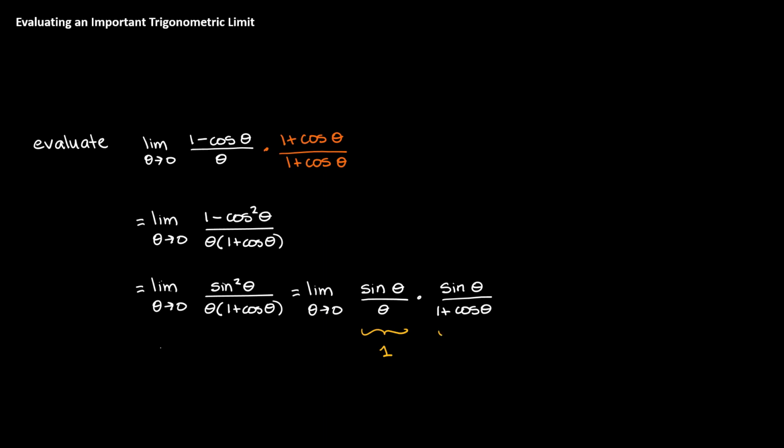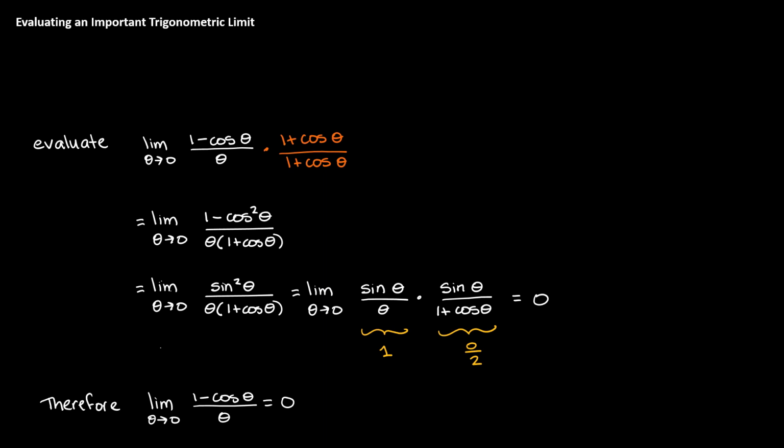Next, we look at the other factor, sine theta over 1 plus cosine theta. That gives us a 0 on top and a 2 on bottom. 0 divided by 2 is not undefined, it's simply equal to 0. So the limit of this product is the product of 1 times 0, which is 0. Therefore, we know the limit when we take theta going to 0 for the function 1 minus cosine theta over theta is equal to 0.